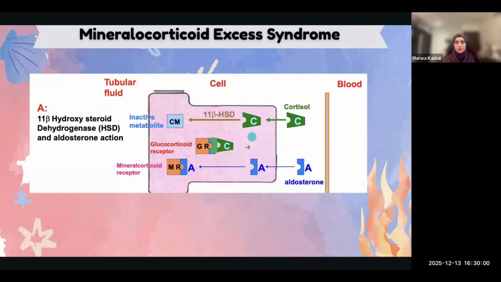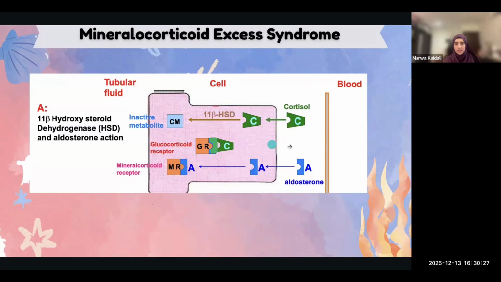Okay, so now let's move on to our disease. So we have something known as the mineralocorticoid excess syndrome. So what's going to happen here? Basically, in our bodies, we have steroid hormones, and of those, we have aldosterone and cortisol. Okay, now aldosterone comes inside of the cell. We already talked about aldosterone. It's going to come inside of the cell and it's going to bind to its mineralocorticoid receptor. Okay, now cortisol is also going to come and it's going to bind to its glucocorticoid receptor.